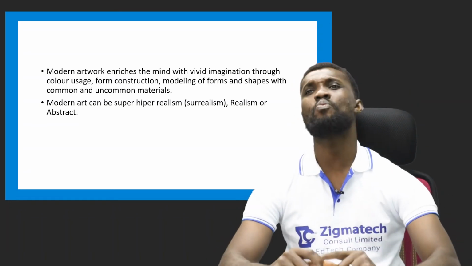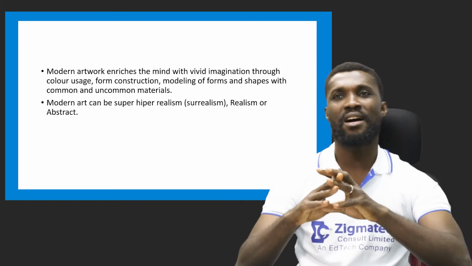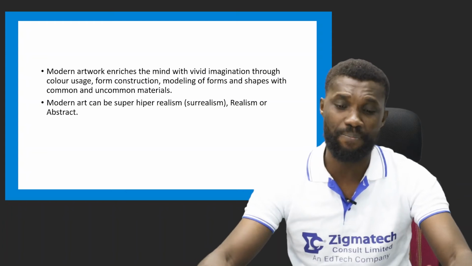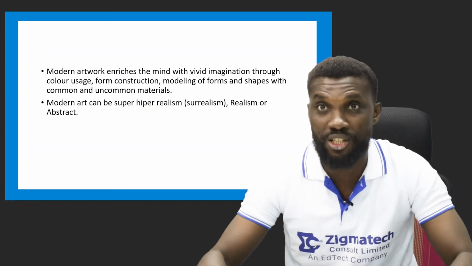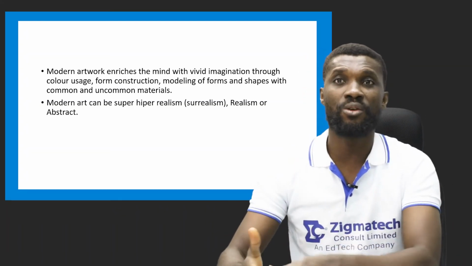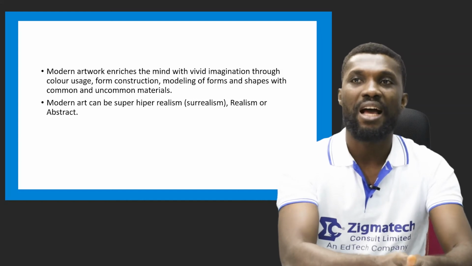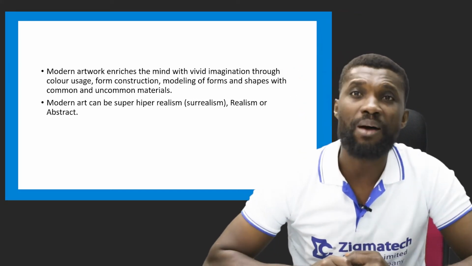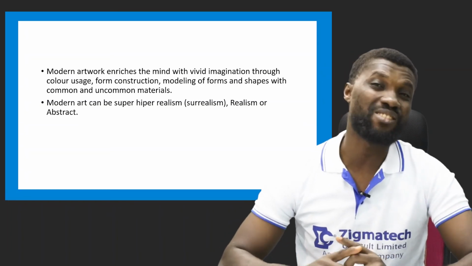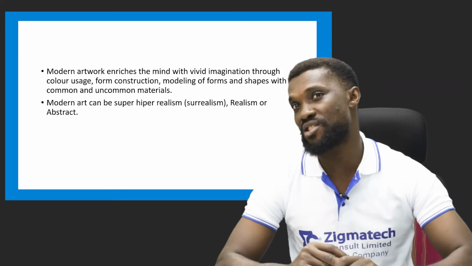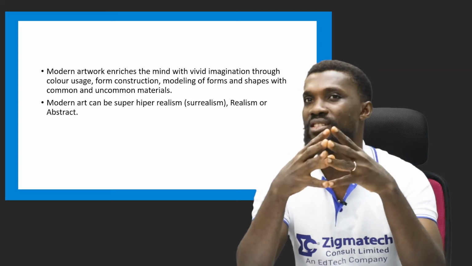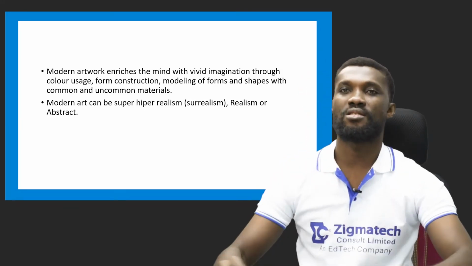Now, modern art can be super hyper realism. When I say super hyper, currently we have some persons doing great works. I saw a video of a lady painting with both hands and both legs at the same time, simultaneously. It was amazing. So that's how far modern artists have actually gone. They started from the known and they are now venturing into the unknown. Modern art can be super hyper realism, and it can also be totally abstract, things you cannot imagine or comprehend. So these are the major characteristics of modern artists in Nigeria.